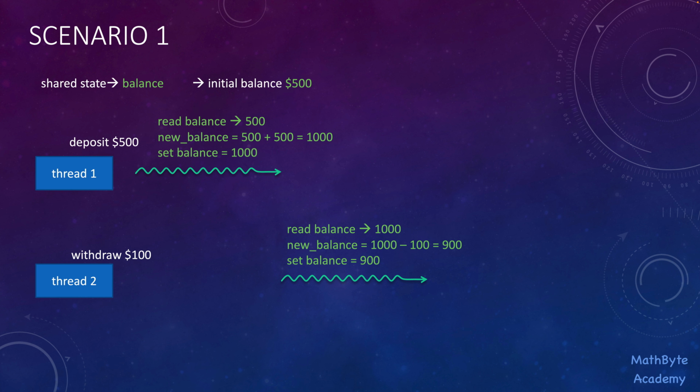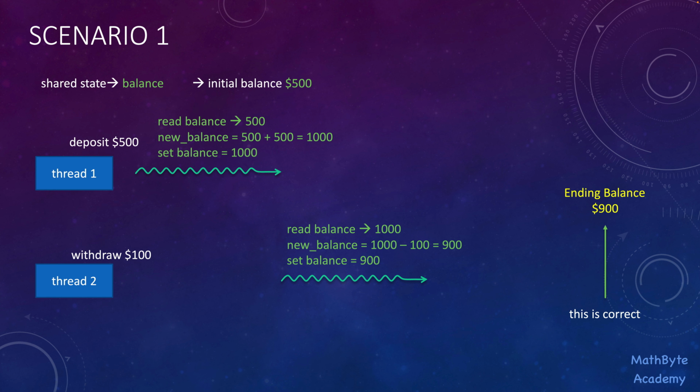It reads the balance, which is currently 1,000, because remember it was set here to 1,000 in thread number 1, and this is a shared state, so it's just reading this balance. It calculates the new balance, which is 900 when we withdraw 100, and it sets the balance now to 900. So once those two threads have completed, our ending balance is $900. And that's correct. That's the way it should be.